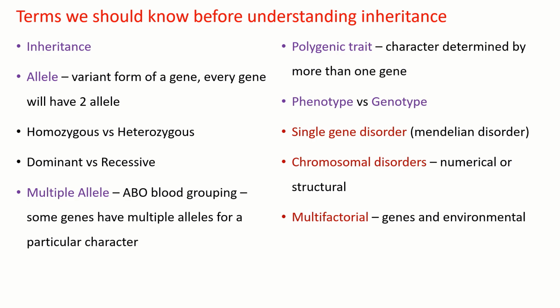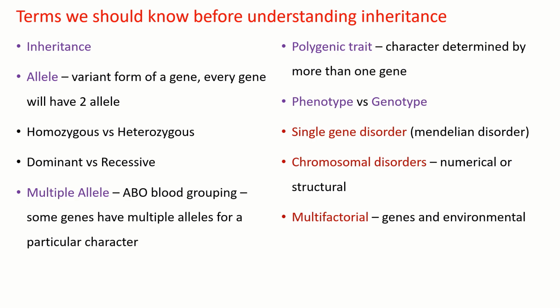Then dominant versus recessive. In heterozygous condition, if one allele is expressed and another allele is masked, then the expressed allele is called dominant and the masked allele is called recessive. Then what is a polygenic trait? A polygenic trait is a character that is determined by more than one gene. Then phenotype versus genotype. The phenotype is an outward physical manifestation of the organism, and the genotype is the total genetic makeup of an individual that determines the phenotype.